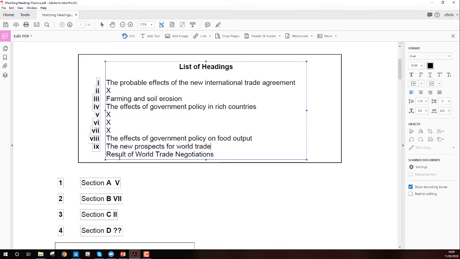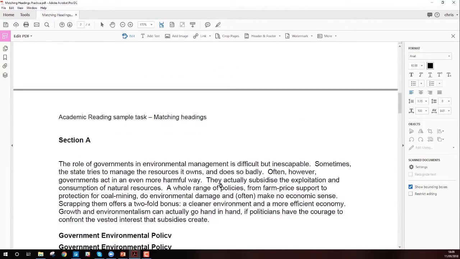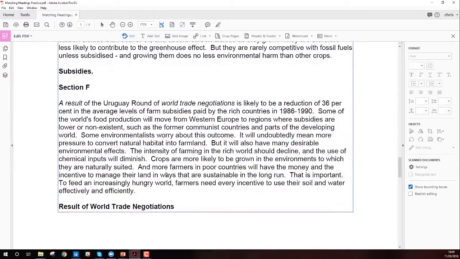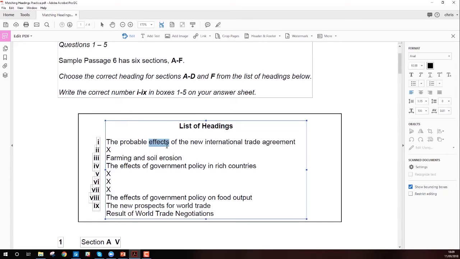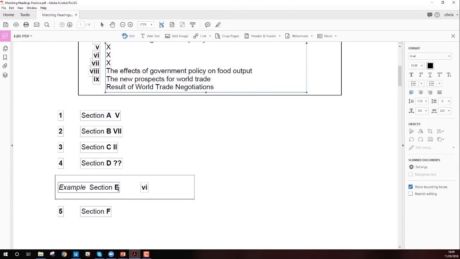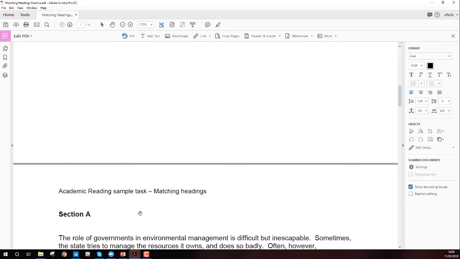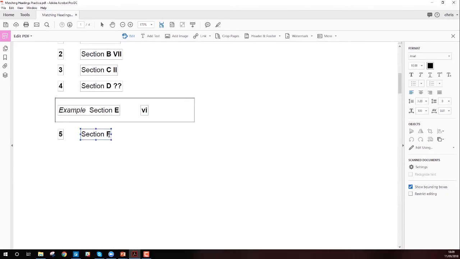So let's have a look. Result, world trade negotiations. Let's have a look at the topic sentence. Result, world trade negotiations. Effects. Okay. Result, effects, synonyms. Boom. It's this one. Okay, so put this in as 1.